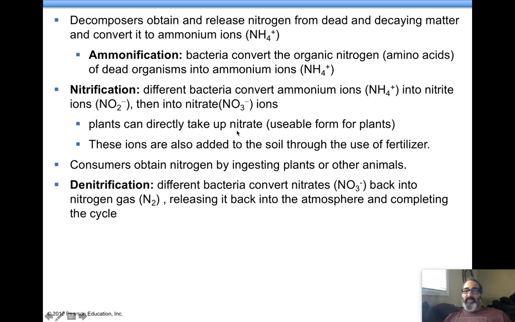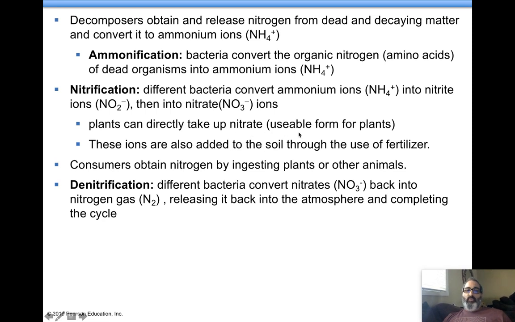Plants directly uptake the nitrate. Okay, so it's not the only usable form, but it's the main usable form for plants. If you get this on an AP test, what is the main usable form? It's nitrate. If they want to know all usable forms, it's ammonium and nitrate, but mainly nitrate.